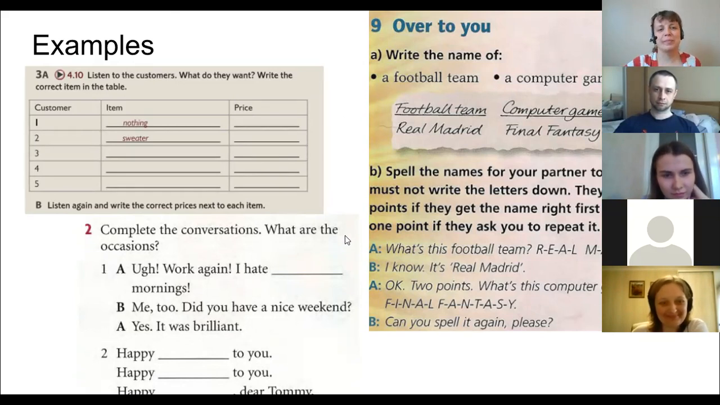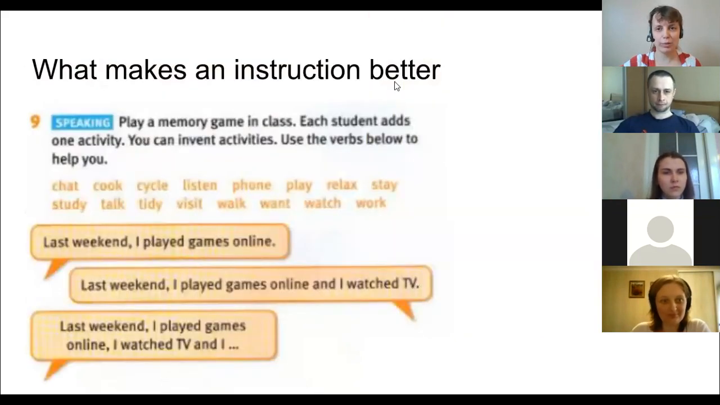What about this one? Oops, complete the conversations. I think it's not good enough. Occasions it's not understandable. Maybe who is talking to who, or what the situation is, or something. Yeah, what the situation is. That's a good question. It's a lot better than trying to explain the word occasion to your elementary student, right? Okay, so our conclusion would be the following.